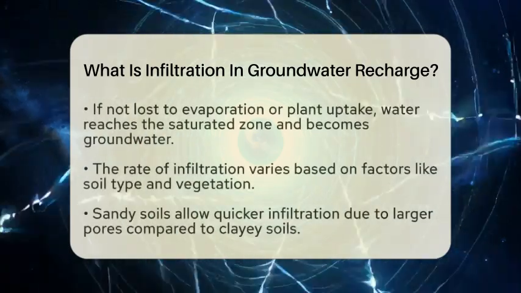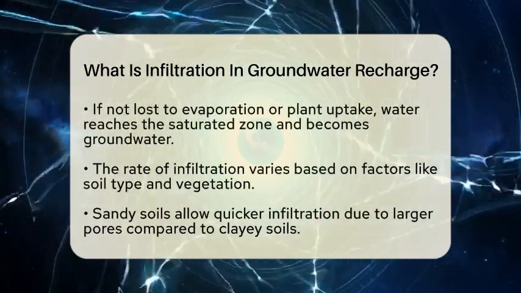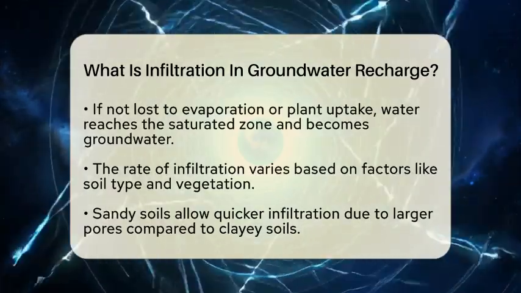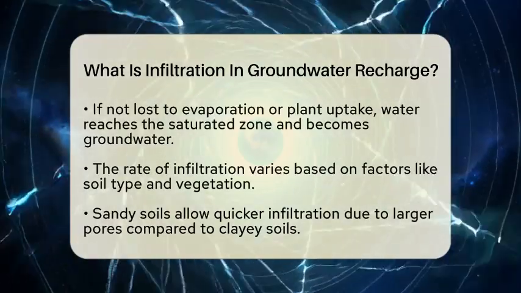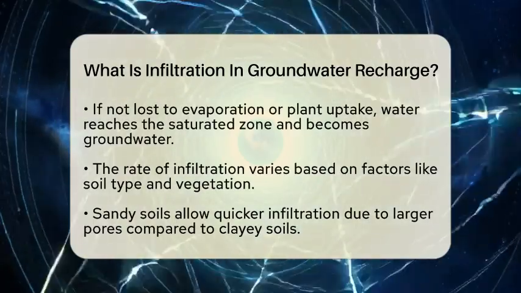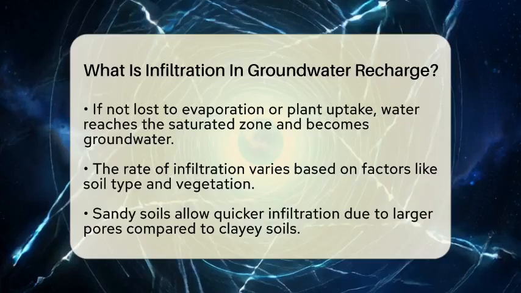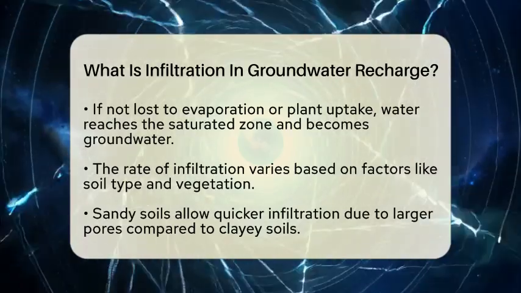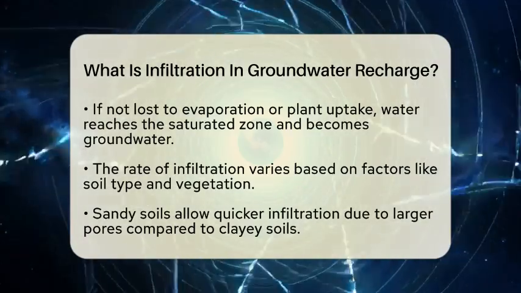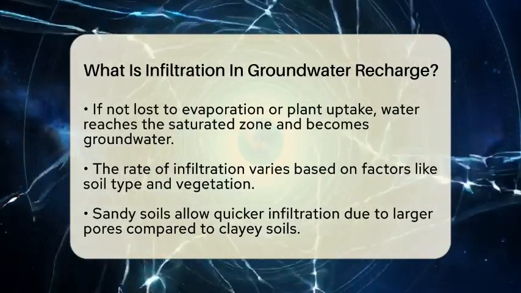Once the water infiltrates, it travels downward through an area called the vadose zone. This zone is the unsaturated space located below the soil surface and above the water table. As water moves through this zone, it passes through tiny pores in the soil and rock. If the water continues to move downward without being lost to evaporation or plant uptake, it eventually reaches the saturated zone and becomes groundwater.